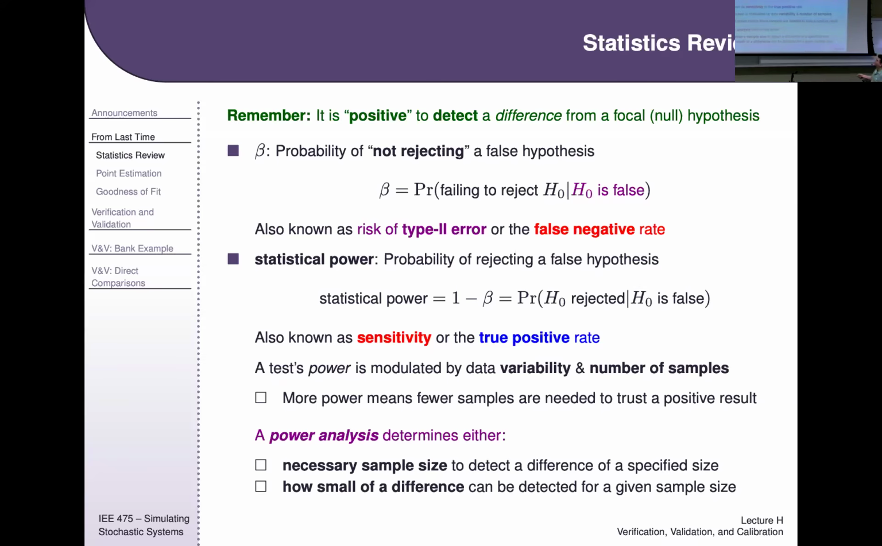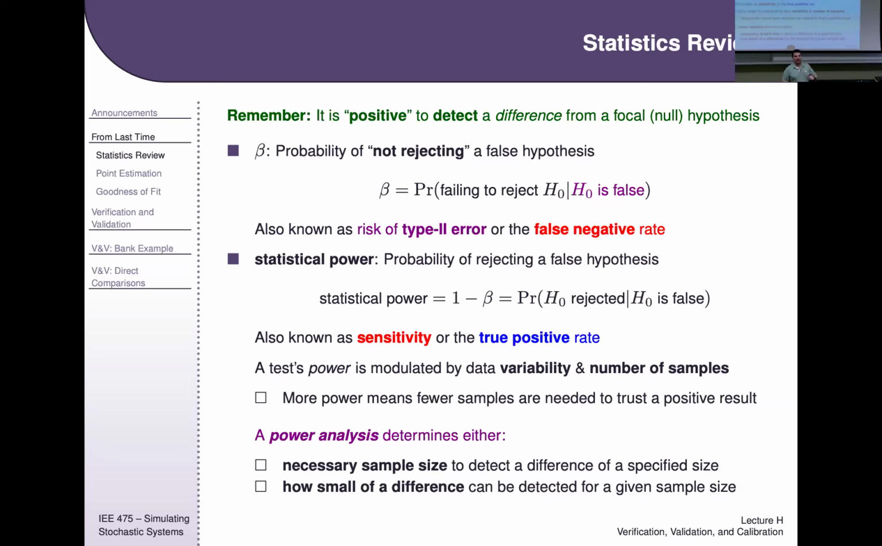Okay, so what you're going to do in question 2 of homework, this latest homework H, is a power analysis. And a power analysis helps you determine either one of these two things: the number of samples needed to detect a difference of a specified size, or, given that you've already run the experiment and you only could afford a certain number of samples, then what power do you get for those number of samples? And in order to figure either of those things out, you need to know the variability in your data and which test you're going to use.